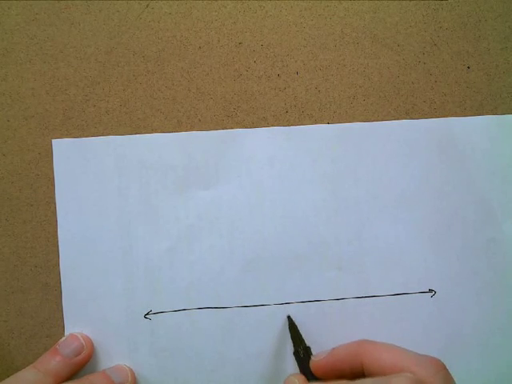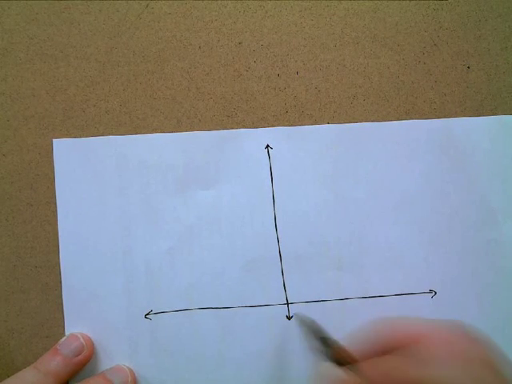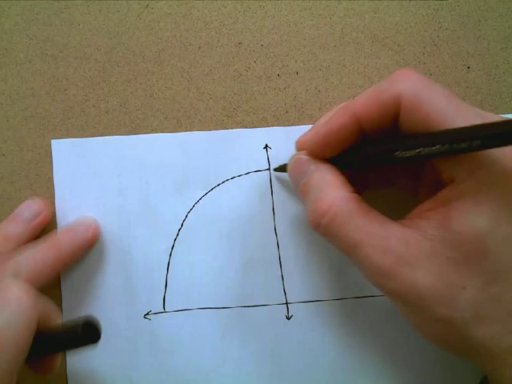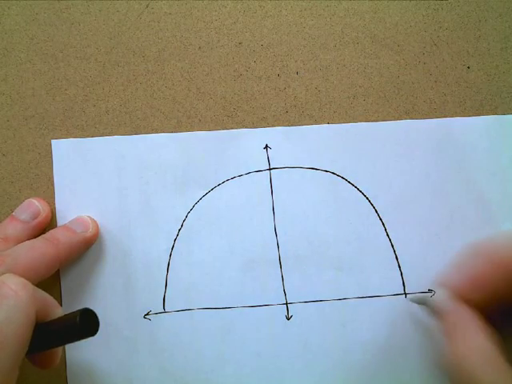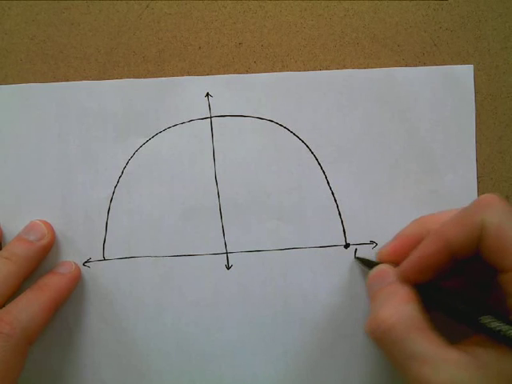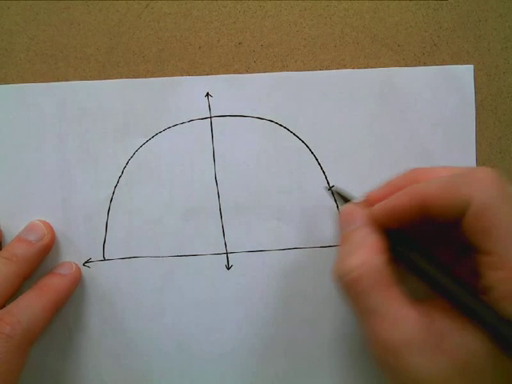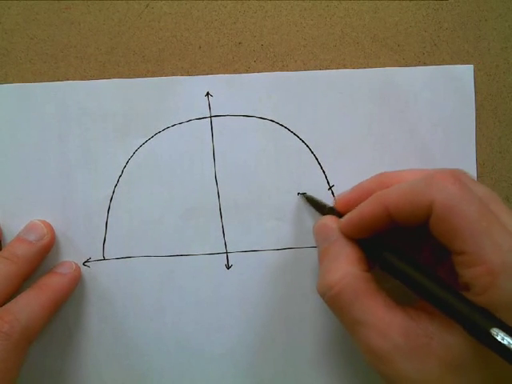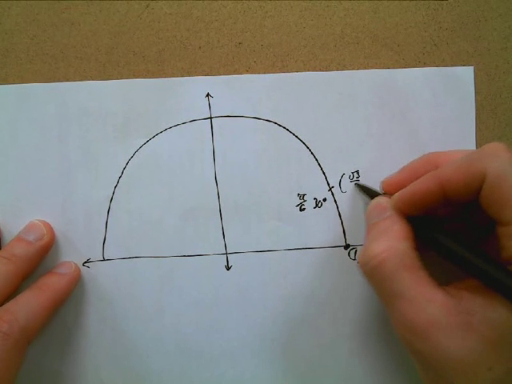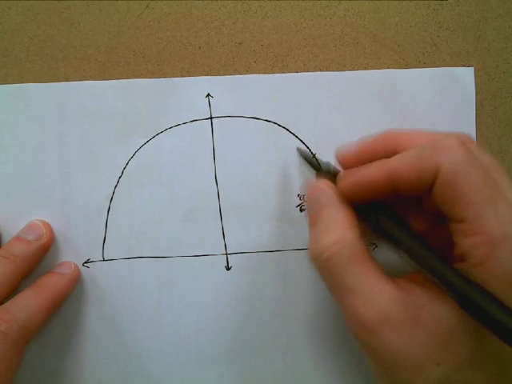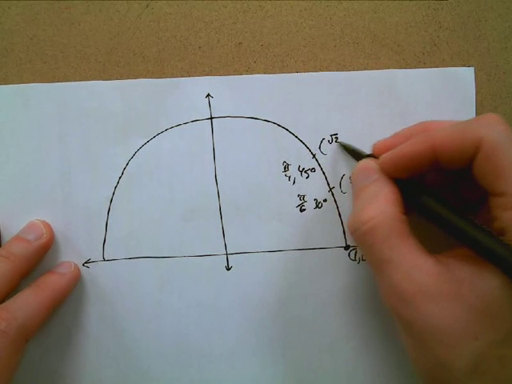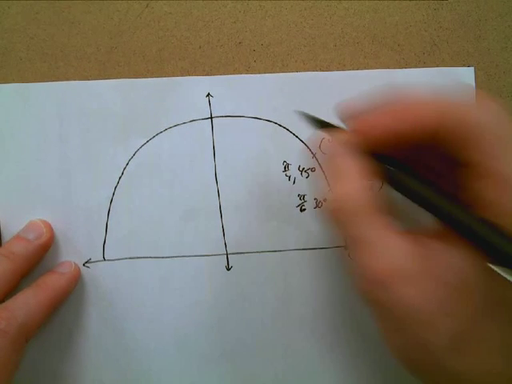We already had these points: 1, 0, and then at pi over 6 or 30 degrees, we had the coordinates root 3 over 2, 1/2. At pi over 4 or 45 degrees, it's root 2 over 2, root 2 over 2. And at pi over 3 or 60 degrees, it's 1/2, root 3 over 2. Then we have this point right here, which is 0, 1, the 90 degree or pi over 2.